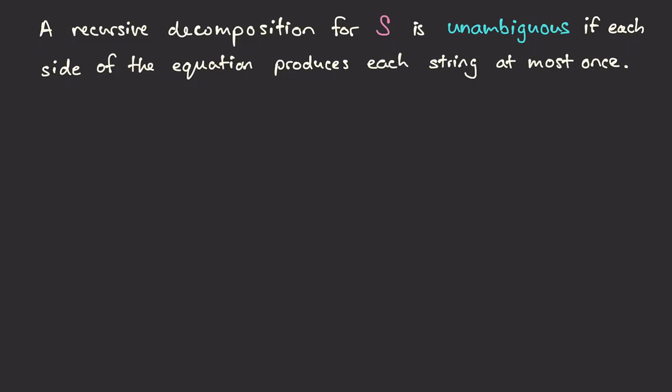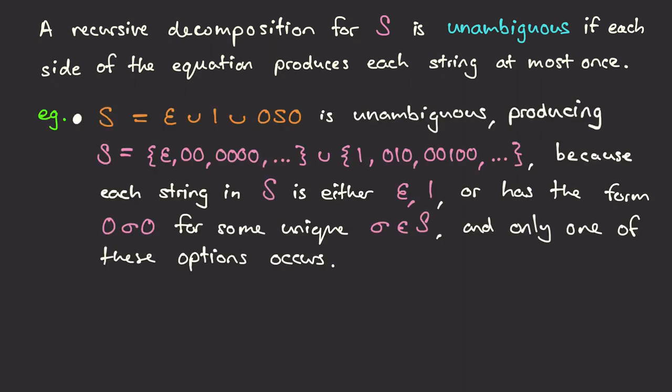Just like regular expressions, we only really care about recursive decompositions when they're unambiguous. For a recursive decomposition, unambiguous means that each side of the equation produces each string at most once. For instance, the decomposition S equals epsilon cup 1 cup 0 S0 is unambiguous and produces the set pink S, which contains all even length strings of zeros and all odd length strings which are all zeros except for a single one in the middle. This is unambiguous because each string in the set pink S is produced only one way by the left-hand side and only one way by the right-hand side.